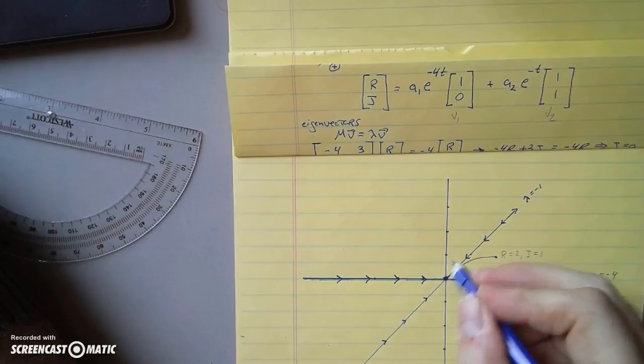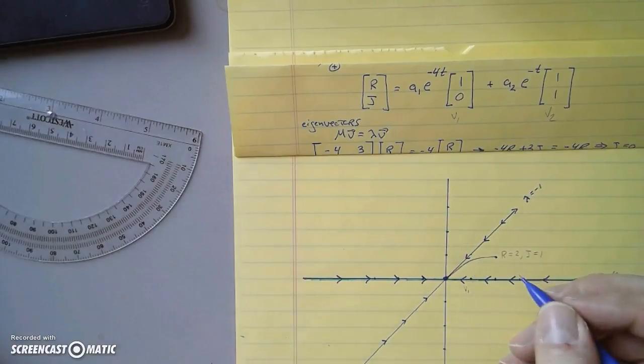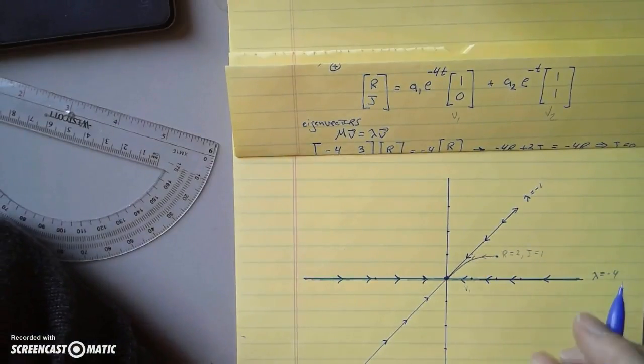And it'll get to the origin in infinite time. Right? So this path has finite length, but it takes forever to get there.